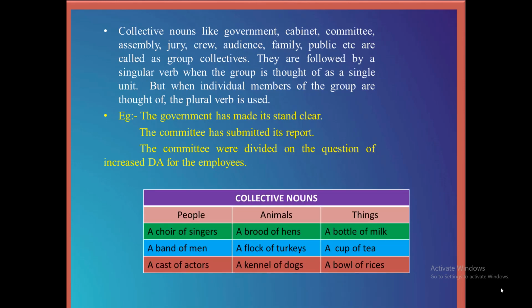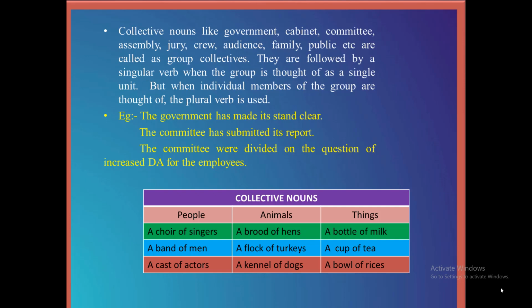Here we have a small tabular column which contains a list of collective nouns, just for general information for you all. If you are representing a collection of people, of singers, how will we call them? A choir of singers, a band of men, a cast of actors. And for animals, a brood of hens, a flock of turkeys, a kennel of dogs. And for things, a bottle of milk, a cup of tea, and a bowl of rice.